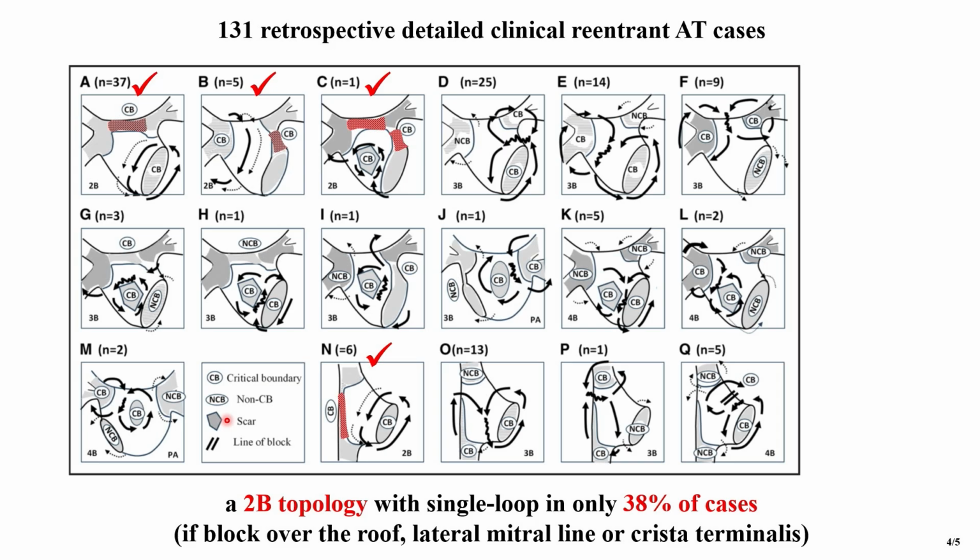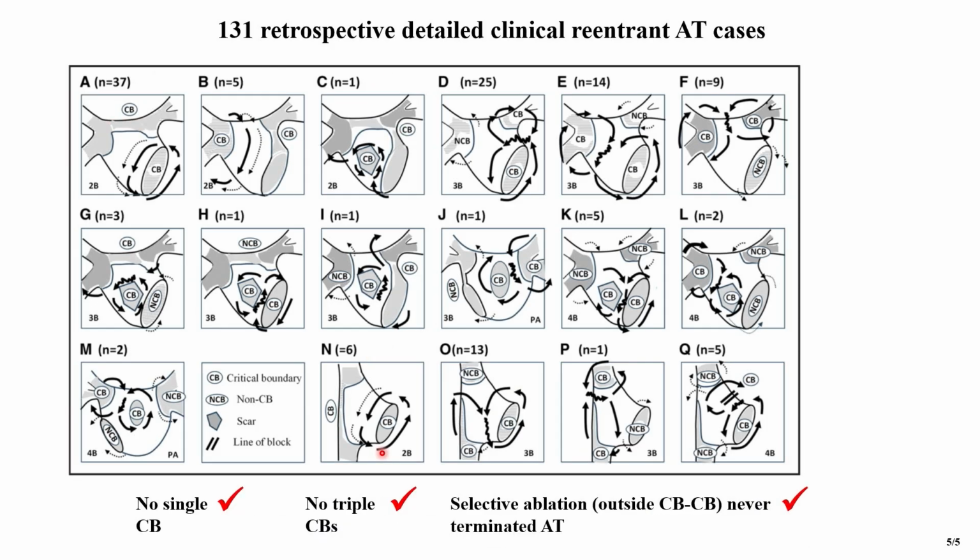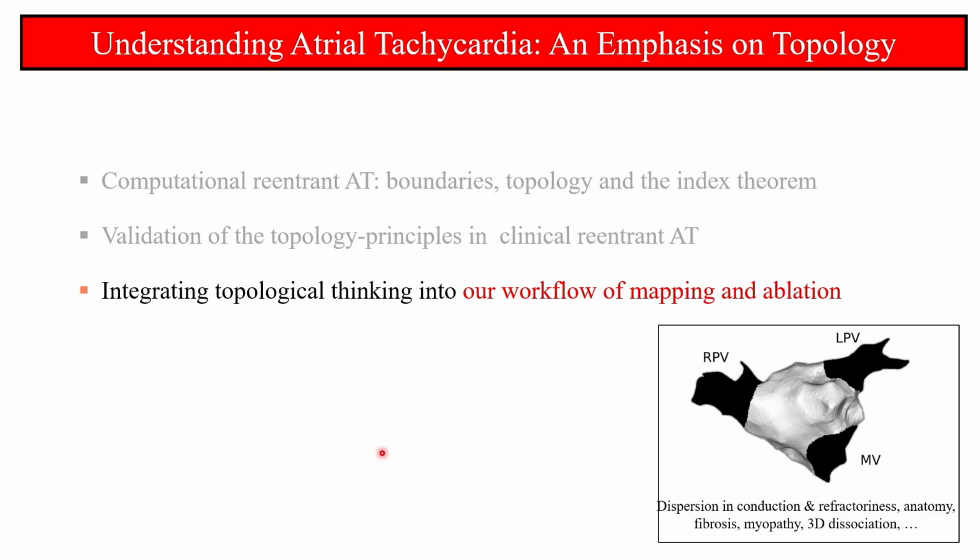A 2B topology, when do you have it? Yesterday there was a beautiful case from Peter. In the live case, you had this roof posterior block, perimitral. That was a nice single loop case. It's this case. Roof is blocked and you have a single loop around the perimitral. But it's only in 38% of the cases. We never observed a single critical boundary, we never observed triple critical boundaries, and we never observed that selective ablation terminated ATAC.